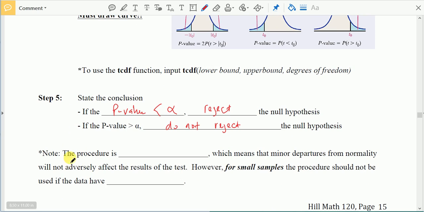Note that the procedure is very robust, which means that minor departures from the normal curve won't affect the results of the test. However, for small samples, less than 10, the procedure should not be used if we have a lot of outliers. So pay attention to this.